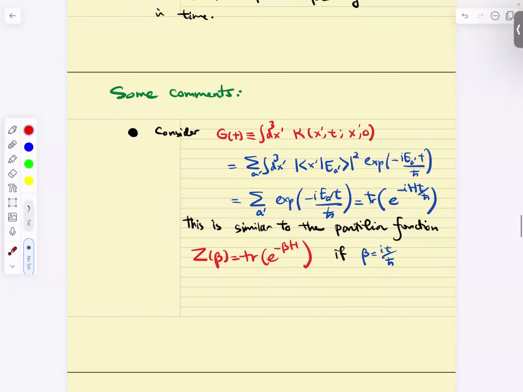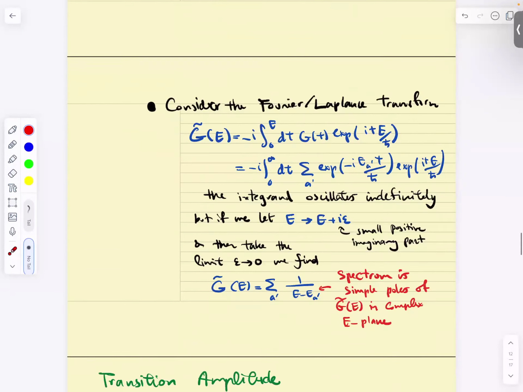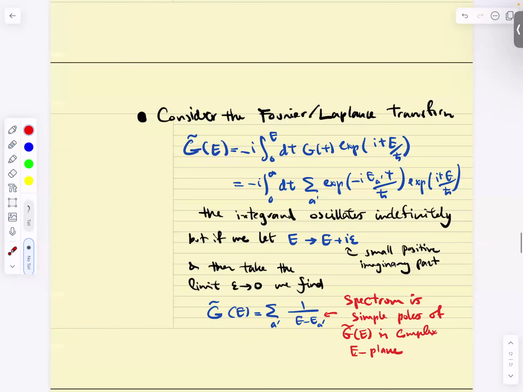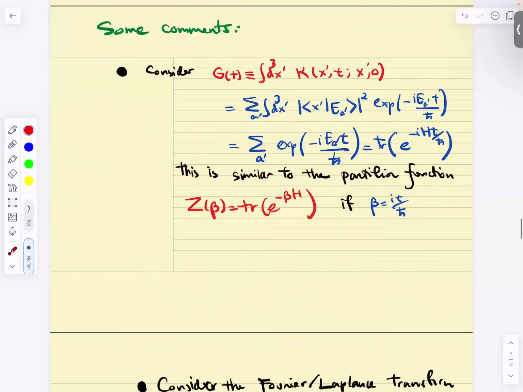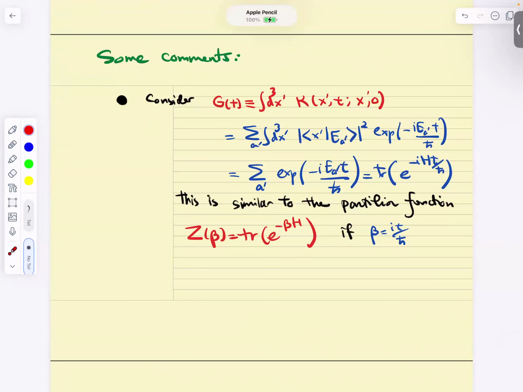Any thoughts? Questions? Yeah. There's like the Minkowski transform. You change time to ict or something. Oh, no, the terminology is Euclidean, it's Wick rotation. Wick, W-I-C-K. It's basically this.